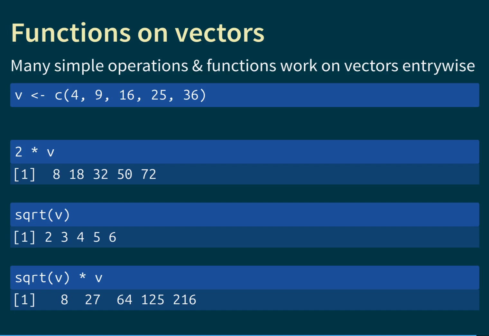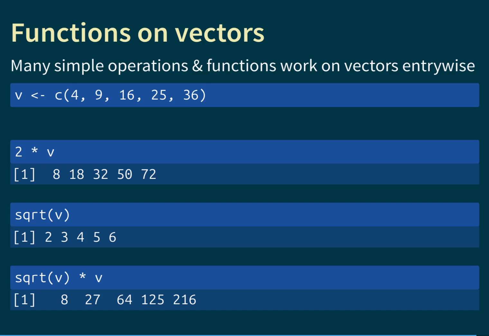What would happen if we would try to multiply this vector by 2? What will happen is that R will automatically interpret this as acting entry-wise. So each individual entry of the vector v will be multiplied by 2, and that's why we end up with 8, which is 4 times 2, and then 18, which is 9 times 2, and then 32, which is 16 times 2, and then 50, which is 25 times 2, and finally 72, that's the final entry, which is 36 times 2.